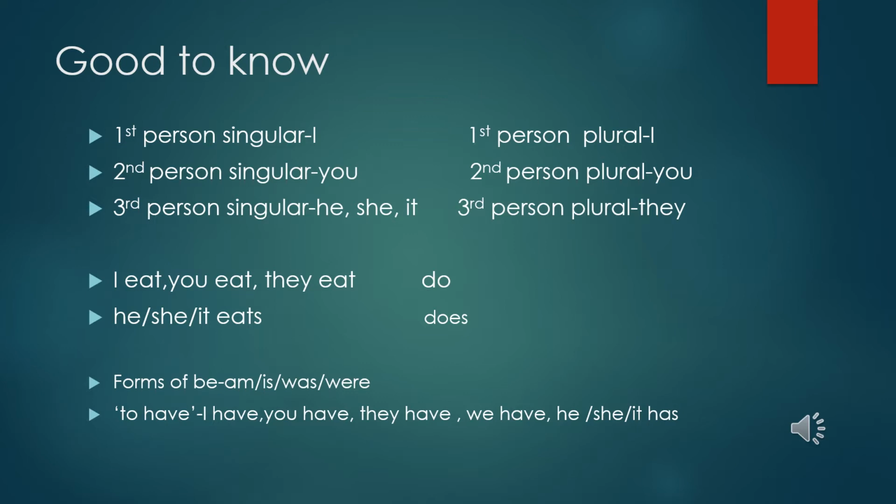And then you need to know the forms of be, like am, is, was, were. These are the forms of be. And to have: I have, you have, they have, he, she, or it has, we have. All these forms are just a revision of what you should know before we start with the tenses. You should be thorough with these things: when the subject changes, what the verb will be, when to use the singular form of the verb, and when to use the plural form. So just learn by heart I eat, you eat, and then it will automatically come to you.